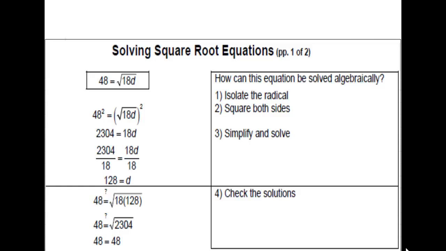Now 48 squared is 2304. It equals 18d since the square root and 2 cross out. In order to solve for d, we need to get rid of that 18 in front of the variable, so we divide both sides by 18, and we see that 2304 divided by 18 is 128. To double check, is 18 times 128 2304, and when we take the square root of it, does it equal 48?